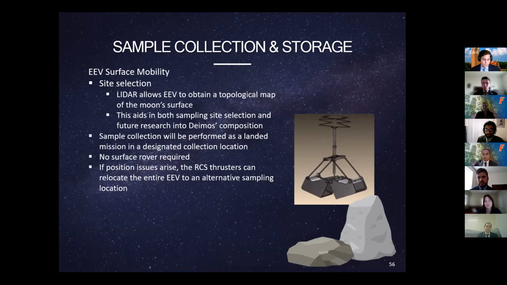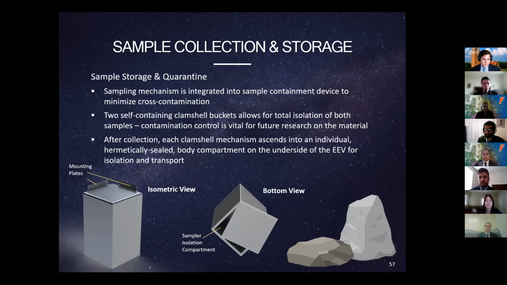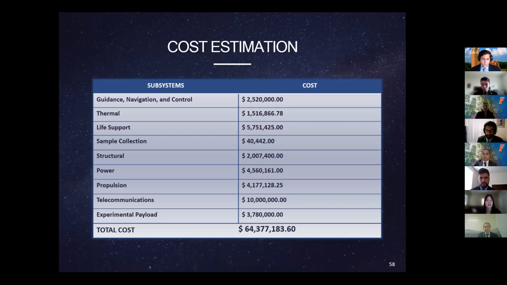Next slide, please. Our mechanism will be self-quarantining in an effort to minimize cross-contamination where possible. Each clamshell bucket will completely isolate the respective sample, and after collection is complete, the mechanism will ascend into a sealed body compartment on the underside of the EEV, where it will remain for transport back to the DST. The images at the bottom of the slide show the final design for the isolation chambers where the samplers will quarantine. Next slide.